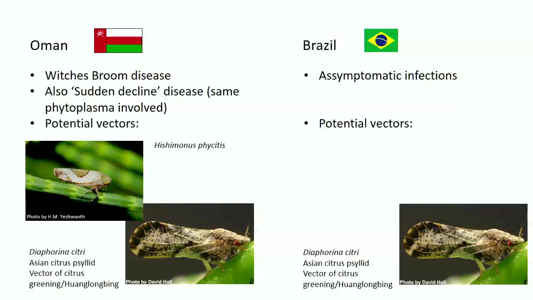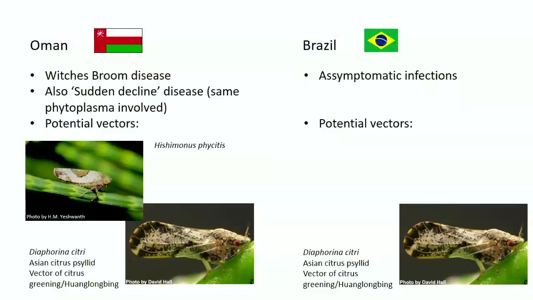Just to compare the system on the two continents, in Oman we have this witch's broom disease, and also the photo I showed you, which is sudden decline disease. And you have two potential vectors, Hishomonas phycitis, which I think is from a bit further east, and the true invasive here, which is Diaphorina citri, the Asian citrus psyllid, which is a vector of one of the major diseases of citrus, including not just lime, but is one of the major threats to citrus production globally, including in Brazil. This insect is in Brazil, as is Huanglongbing or citrus greening, which is a Liberibacter, so not so different from the phytoplasma. But this one isn't.